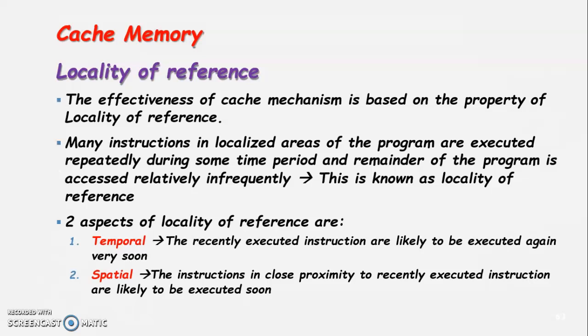Because of the locality of address references, the CPU can most of the time find the relevant information from the cache memory itself. That is called a cache hit. If the processor finds the relevant data in the cache, it is called a cache hit. If it does not find that data in the cache, that is called a cache miss. In cache miss cases, it has to access the main memory.